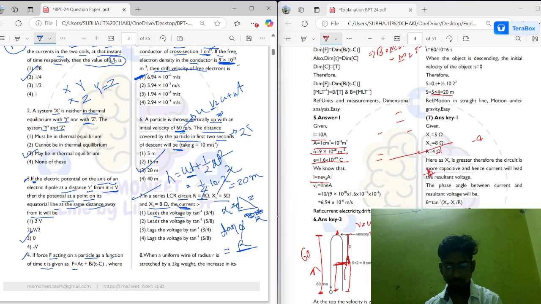Two blocks of 4 kg and 2 kg are touching each other and placed on a smooth inclined plane as shown, free to move downward. Then find the contact force between the blocks.